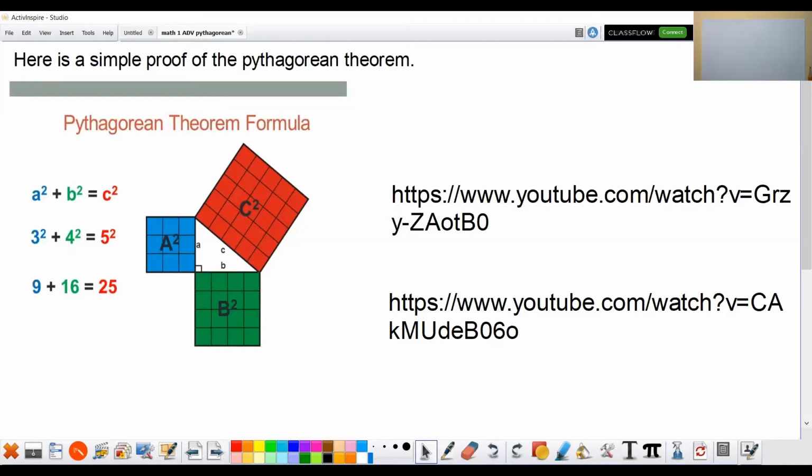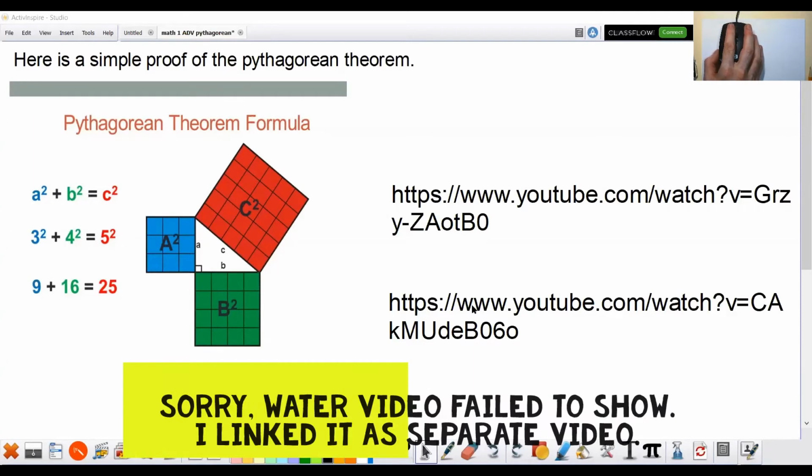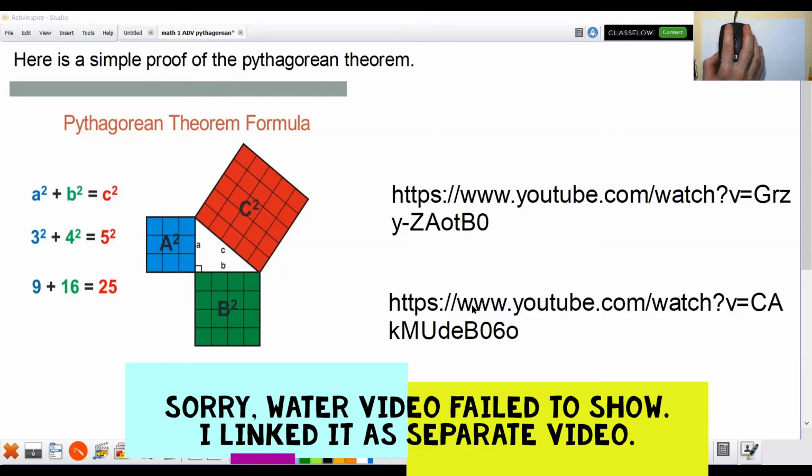This is a little video. Here's a video kind of proving it. They have this actually at Balboa Park. There's 2 squares there with water, and as we rotate it, the water pours out of the 2 small squares and fills up the big square.